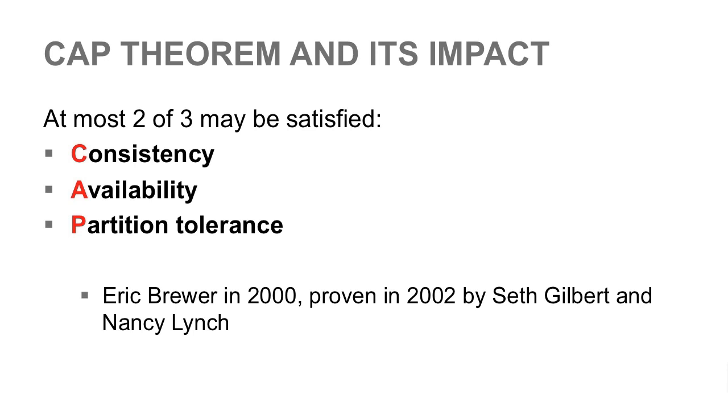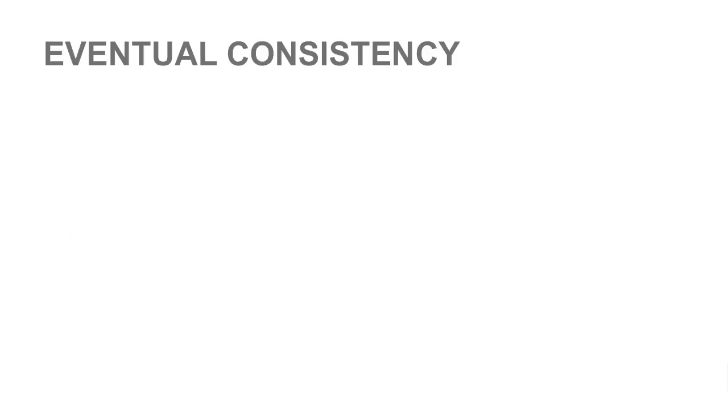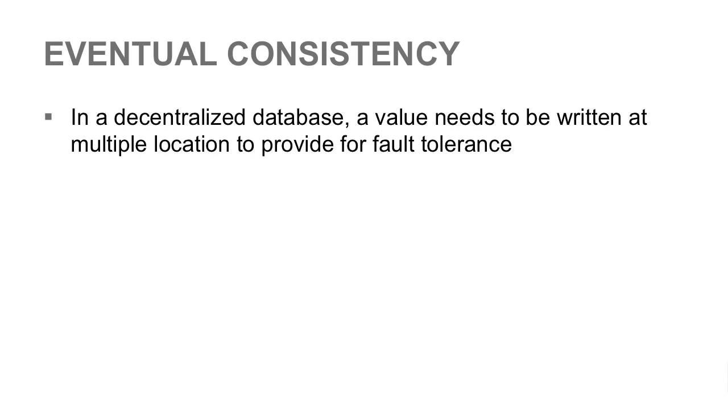For example, relational databases don't have partition tolerance, but they have consistency and they are available. When we are working in a distributed setting, we are typically choosing the solution which is eventual consistency. What that means is that in a distributed database, a value would need to be written at multiple locations to provide for fault tolerance. So we need to have multiple copies of data that will exist on multiple machines. And here we are facing two design choices.